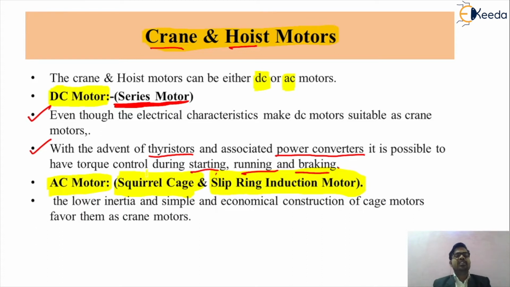So why do we use the squirrel cage induction motor and slip ring induction motor in spite of the DC motor? There is a very important reason: the lower inertia and simple and economical construction of the cage motors favor them as a crane motor. As we have seen, the weight of the DC motor is larger, so the inertia is larger, while the AC motors weigh less, so the inertia is less. That's why most of the time we now prefer the AC motor for the crane and hoist drive.